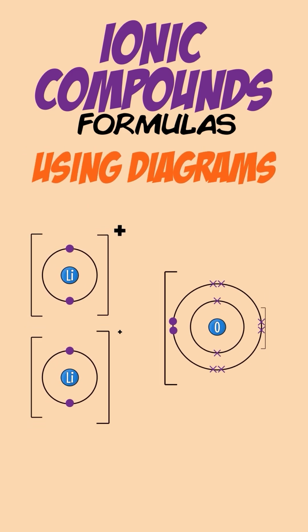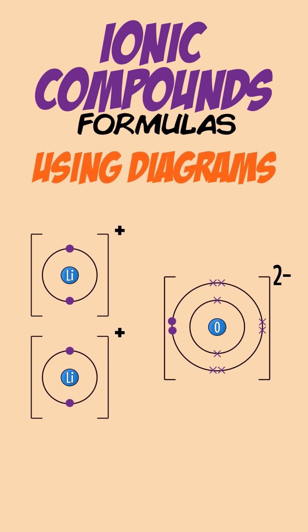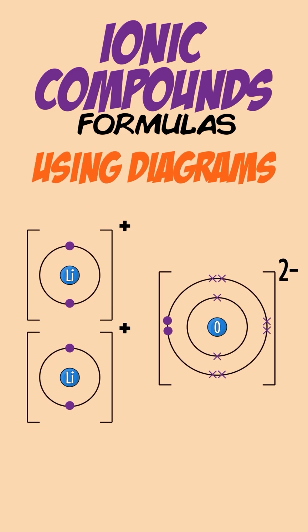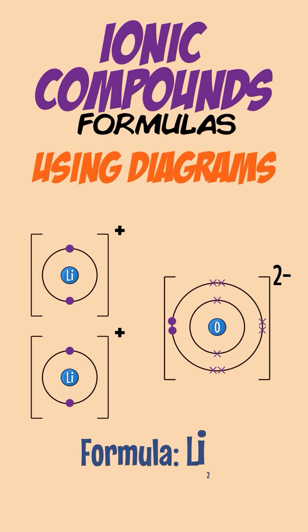There are 2 ways to determine the formula of an ionic compound. One is just by using the dot and cross diagram. So in this example, there are 2 lithiums and 1 oxygen ion. So this represents the formula Li2O.